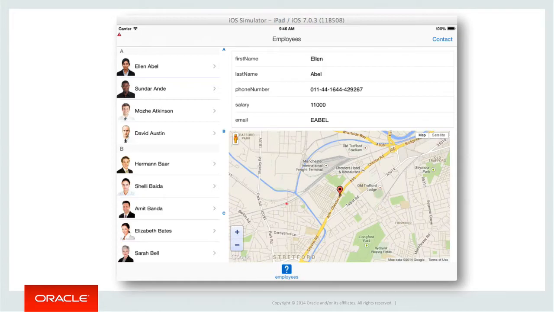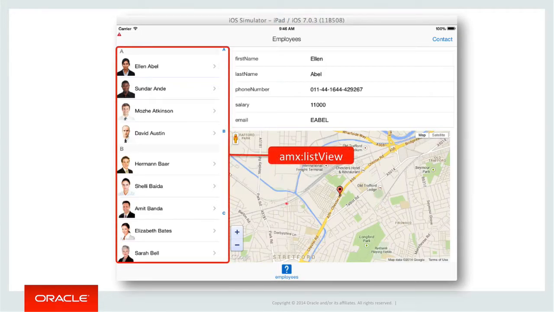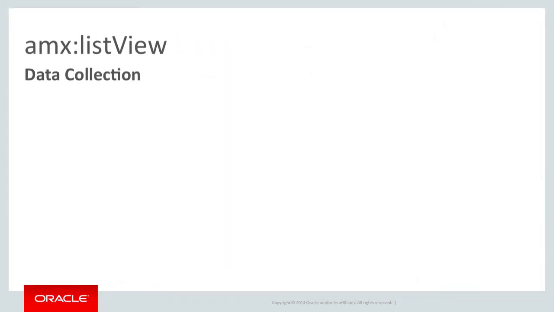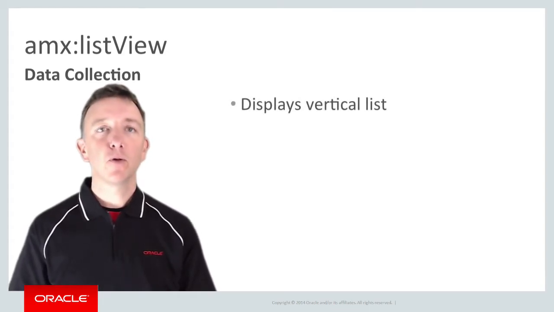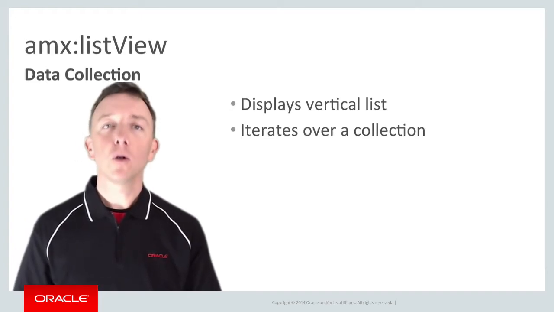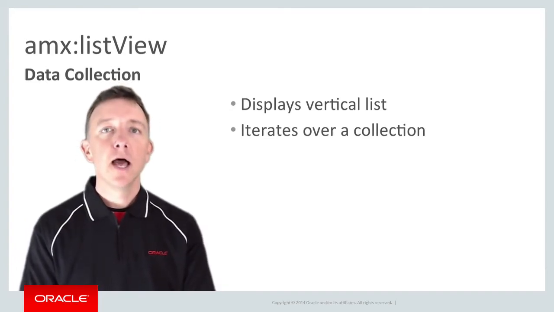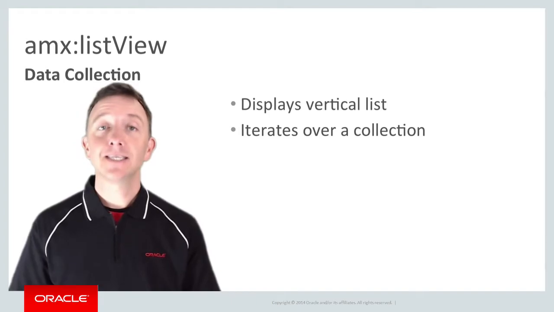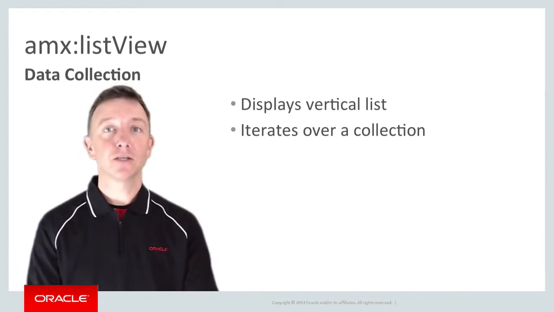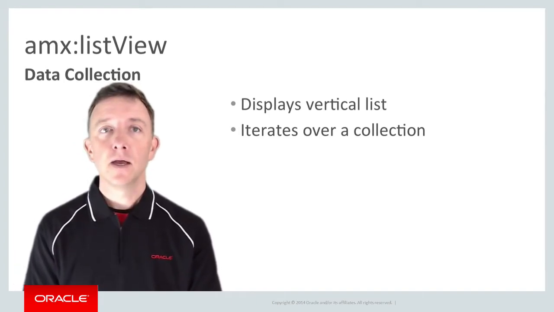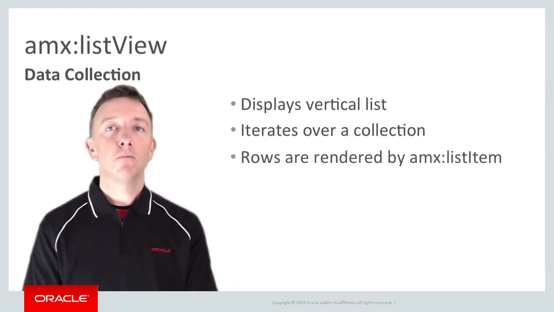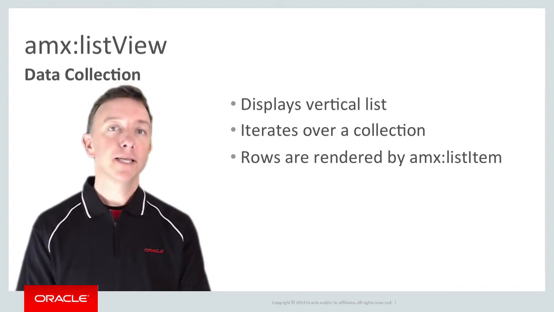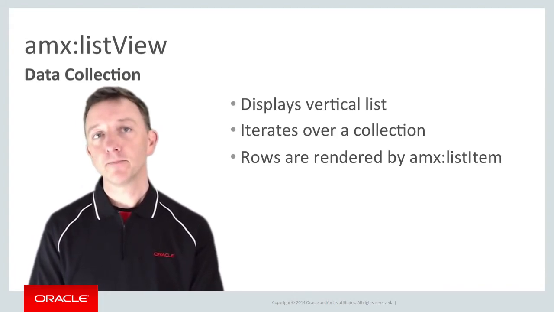To achieve this list, we'll use an AMX listView component. At its simplest, the listView component can be thought of as an iterator or a for loop used in procedural languages that steps over a data collection, stamping out a row per element in the collection in a vertical fashion. Each row is represented by an AMX list item and can be composed of multiple children like the employee's name and image we saw earlier.